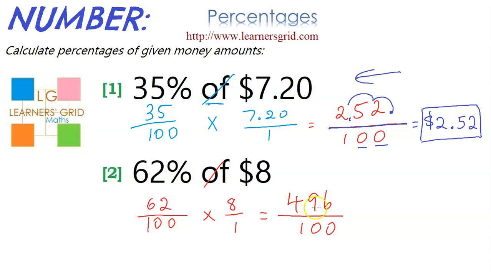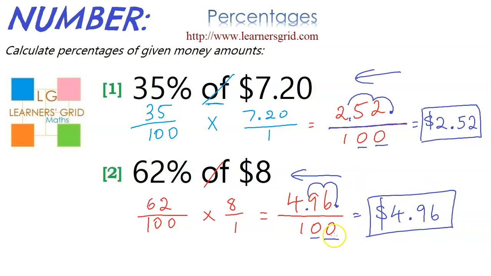So now I just have to do 496 divided by 100. Where is the decimal point in 496? It is here. And because the denominator is a multiple of 10, all I have to do is move the decimal point to the left. How many steps? That's however many zeros are in the denominator. 1, 2. And therefore, the final answer is 4.96. Because it's money, it's $4.96. And that's it.